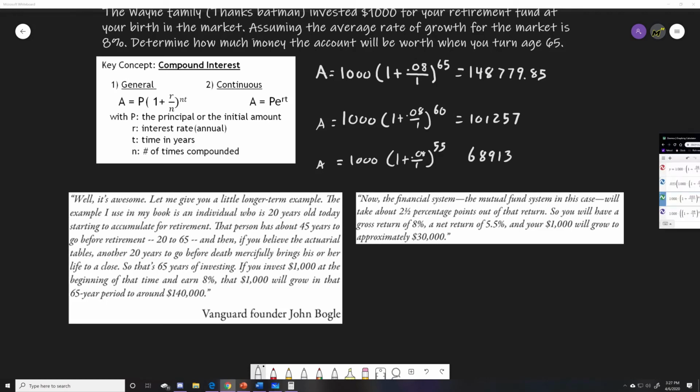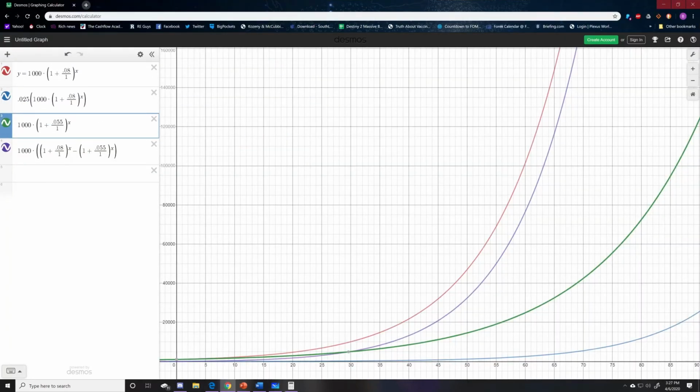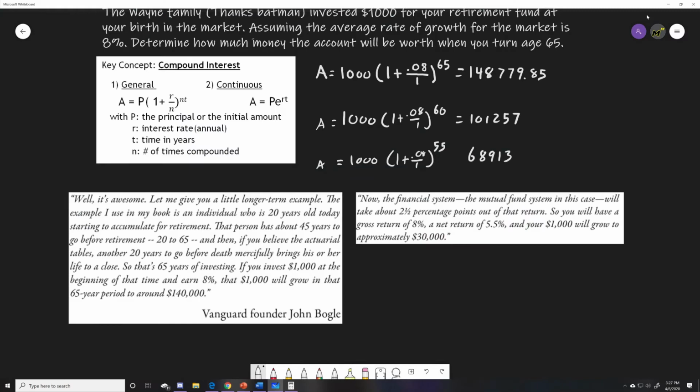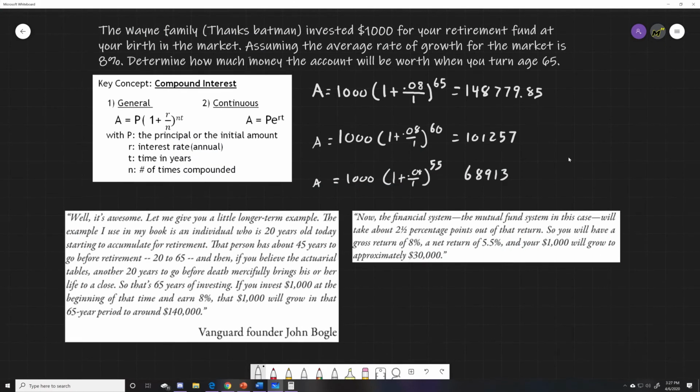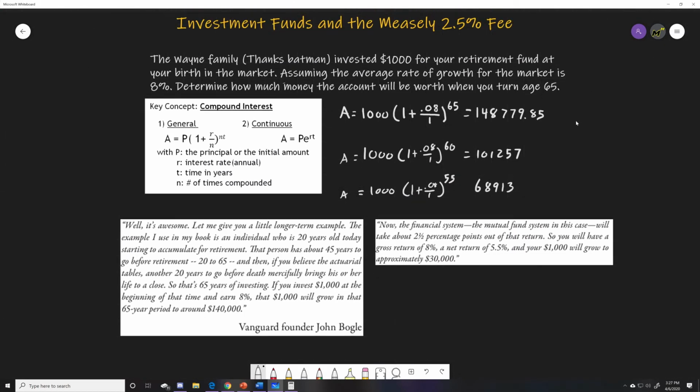Okay. And so, if you see here, I actually calculated this green line with 5.5% in the formula, giving you that green line for your return. Insane. That is the power of exponential and compound interest.